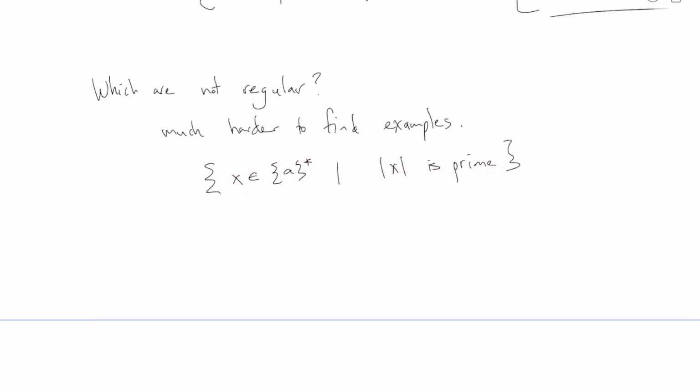It turns out that is not a regular language. You can't do this with a DFA. Another way of saying that is there is no DFA which reads a string and tells you if the length was prime or not. Another thing that's not a regular language, I'll just give you another example. Something like a to the n, b to the n.